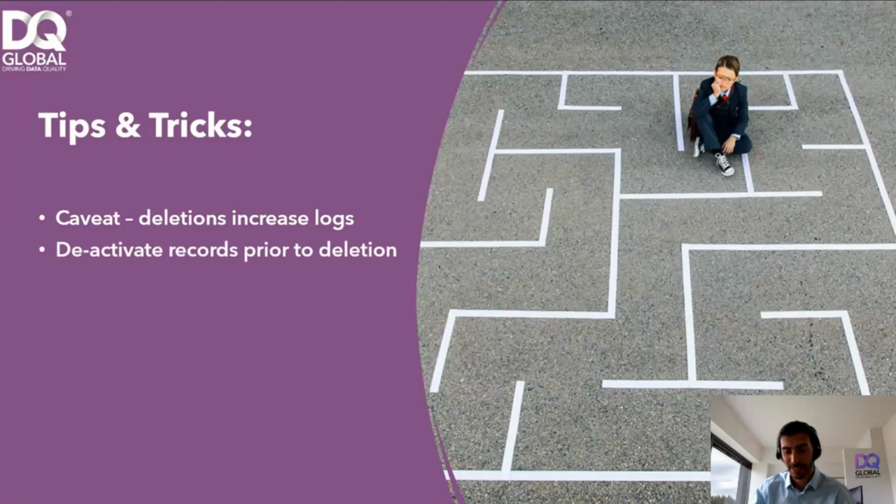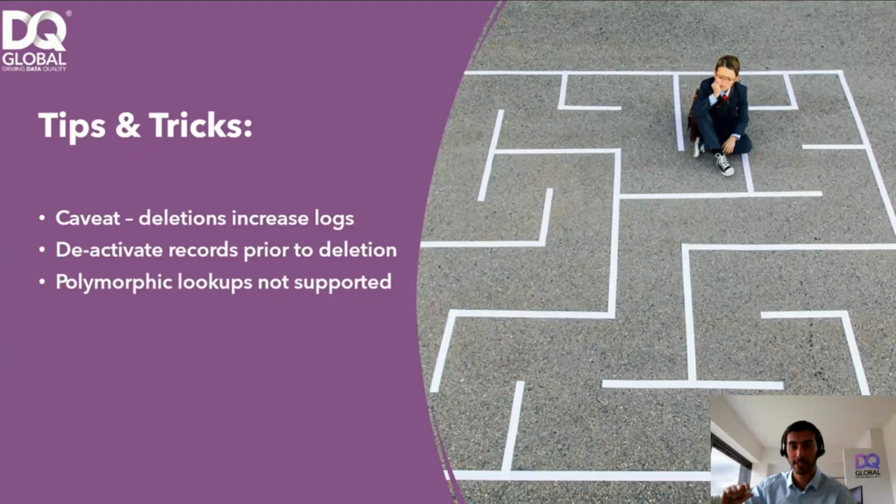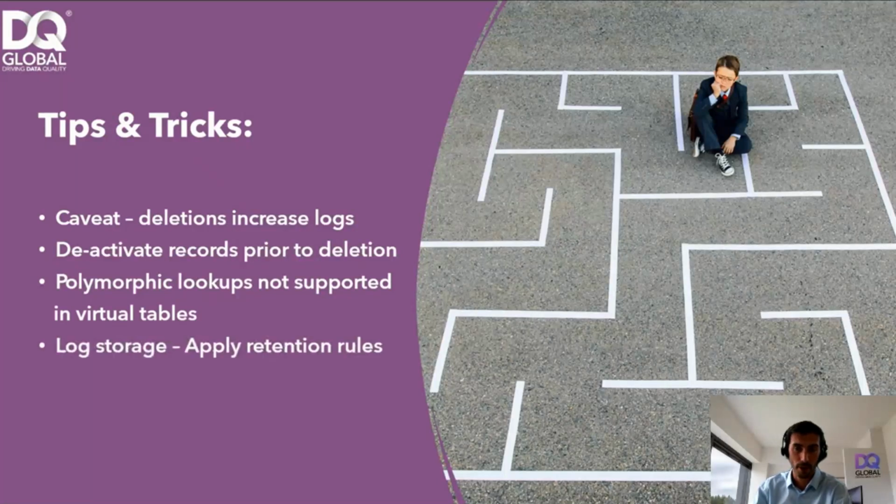We've already spoken about it. Deactivating records prior to deletion is a really good method that you can use to try and get sign-off. One really useful point when you're using virtual tables to virtualize data: they don't support polymorphic lookups. So technical folks on the call, there is a workaround for that. I'm more than happy to share that, but polymorphic lookups are not supported in virtual tables. Log storage, apply those rules so that it's ongoing. Otherwise, you're just going to build up those logs.